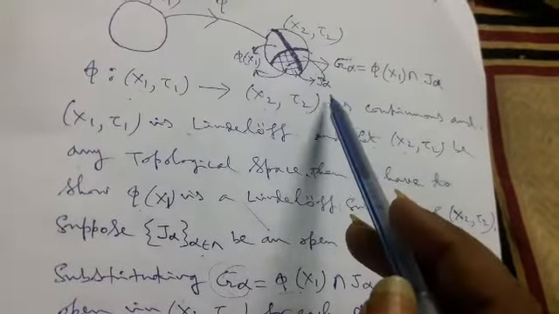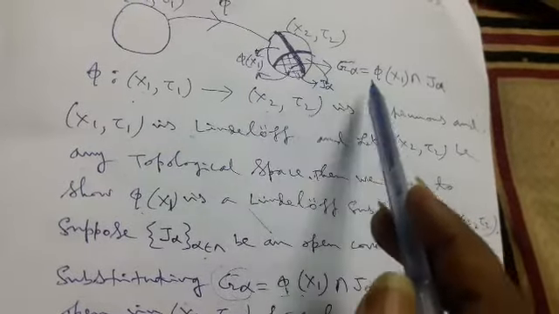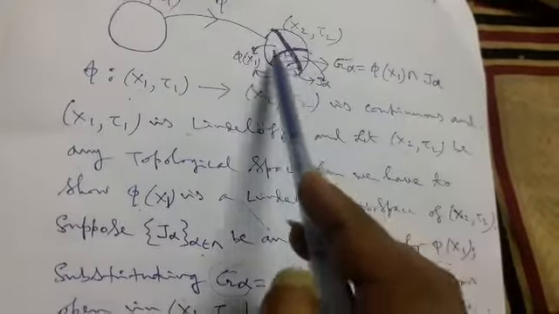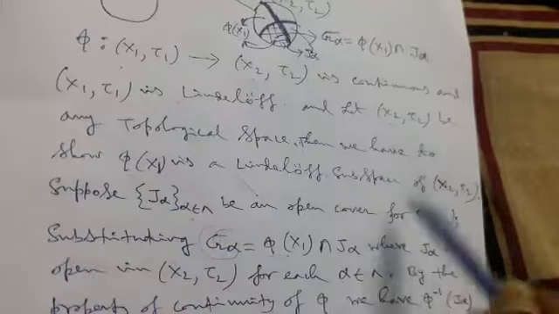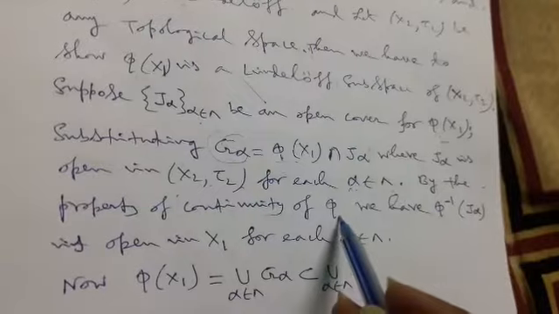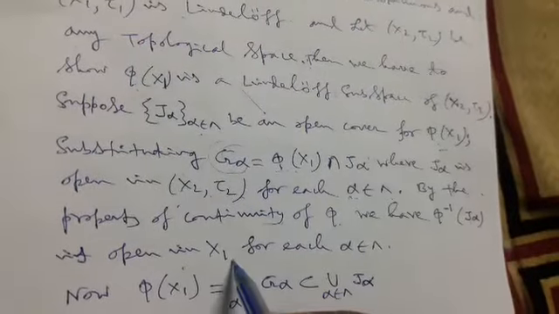If we consider an element called g alpha, that is the intersecting element of phi of x1 as well as j alpha. J alpha we consider as an open cover with an index set, where j alpha is open in x2 tau 2 for each alpha belonging to the index set. Now by the property of continuity of phi, we have phi inverse of j alpha is open in x1.